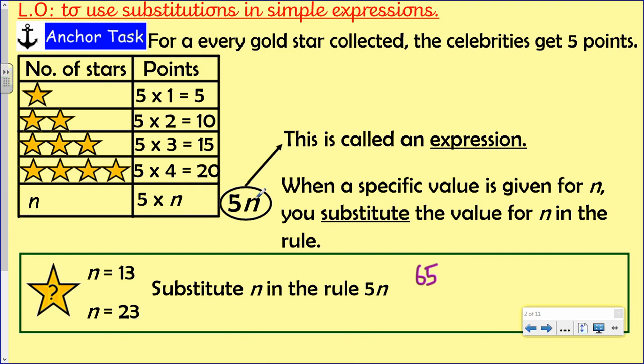Right, n is 23. So then we're substituting n for 23. So that gives us 5 times 23. So I'm going to partition this one again to do it in my head. So 5 times 20 would be 100. 5 times 3 would be 15. So we're going to end up with 115. So if they got 23 stars, that's 115 points.